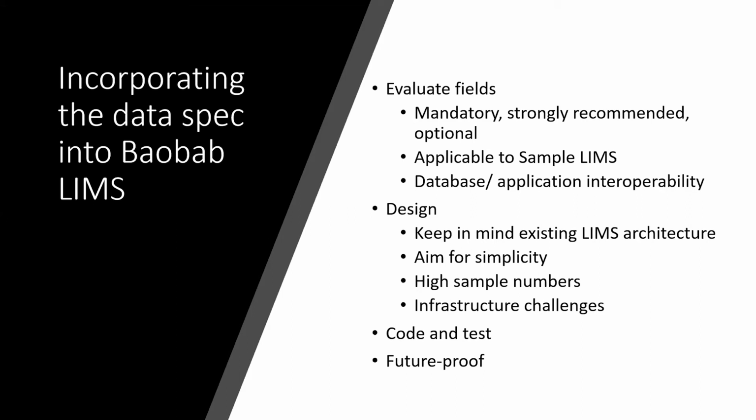We needed to keep the existing architecture of Baobab in mind. Baobab has process flow and default fields essential to function, which still need to be in place. We needed to remember that sample numbers would be high and that infrastructure capacity is not the same in every single setting. We needed simplicity without compromising the goal of standardization. Once we drafted our plan, we began coding, testing, and in some cases, we had to make modifications. Another consideration that we had to take was making sure that this was applicable in a post-COVID world. So in essence, making it more sustainable and future-proof.